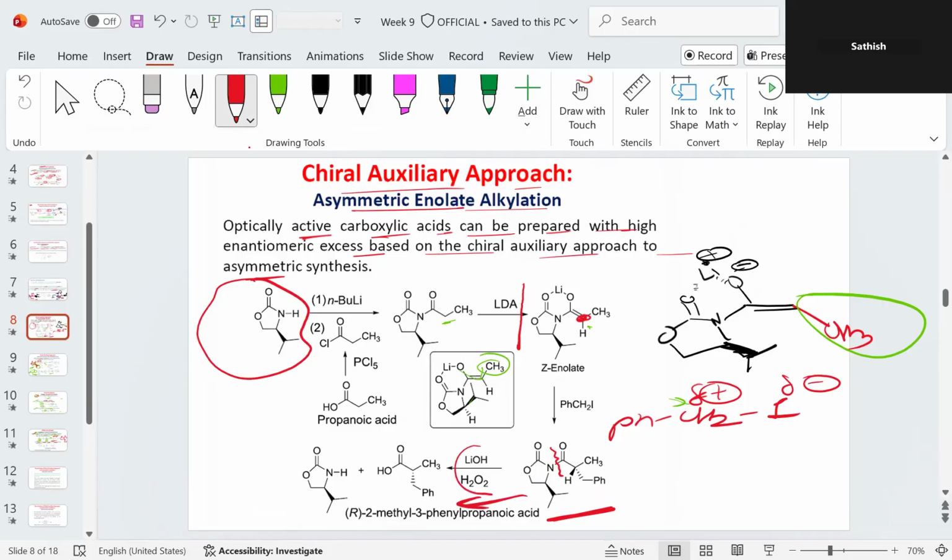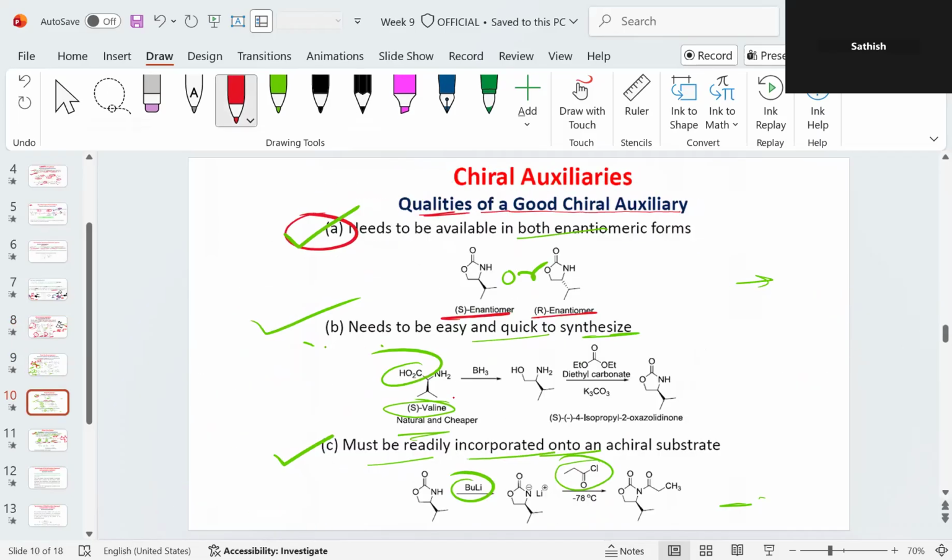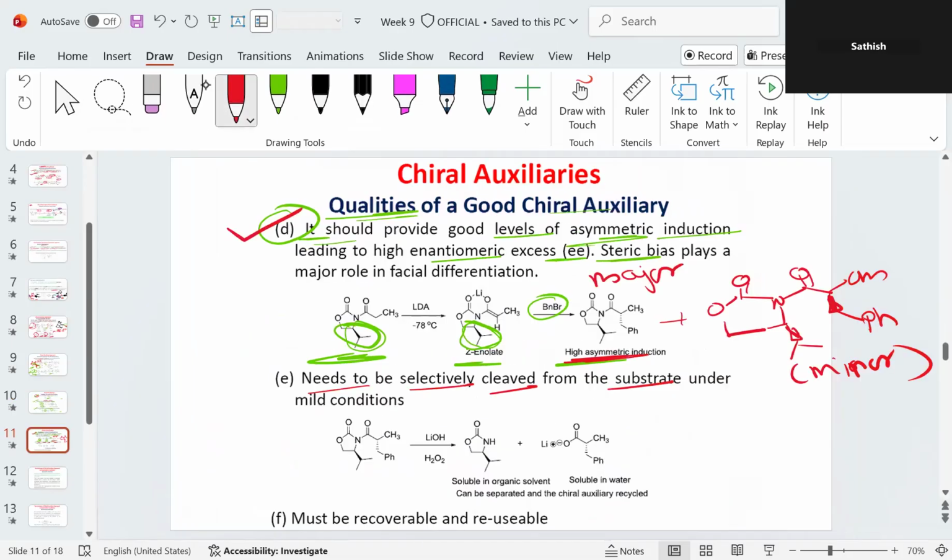So if you just add lithium hydroxide and H2O2, this chiral auxiliary, which is from here, we have very easily removed from our product. So this is what our product was. We have removed this in only one step. So this is also one of the parameters to be considered if you are selecting a chiral auxiliary.